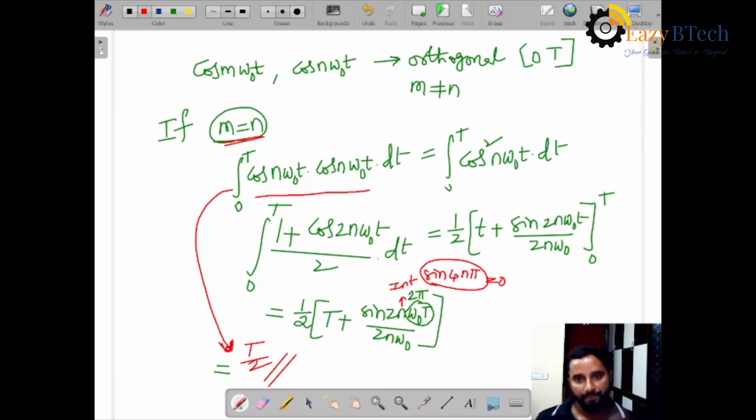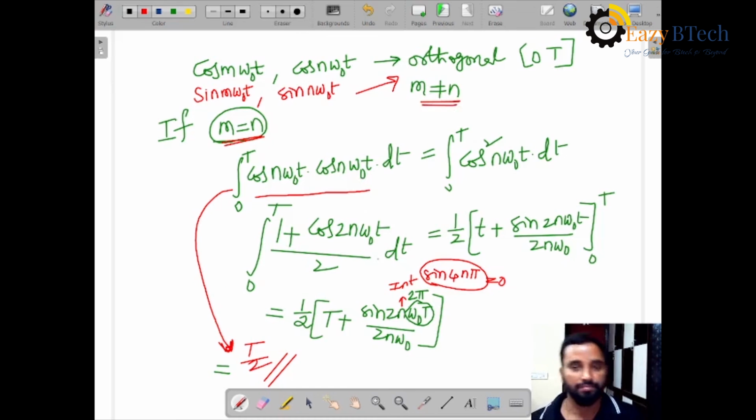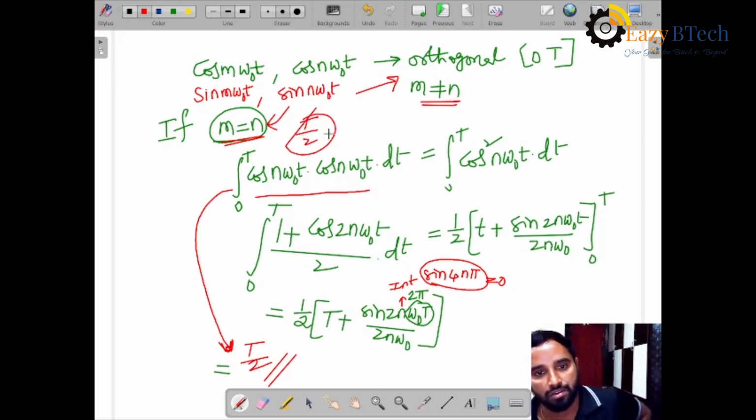And similarly, for sine functions, sin m omega naught t and sin n omega naught t are orthogonal over the interval 0 to T for m not equal to n. Suppose m is equal to n, we get again T by 2. Very important, all these.